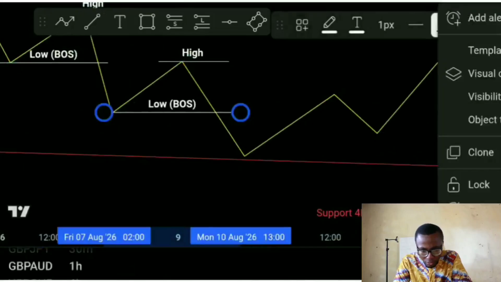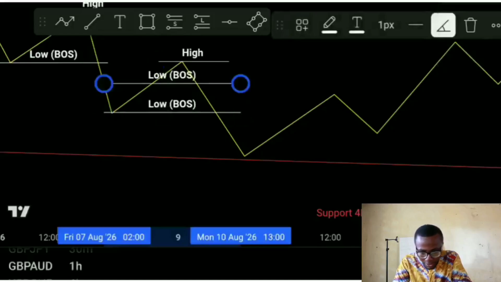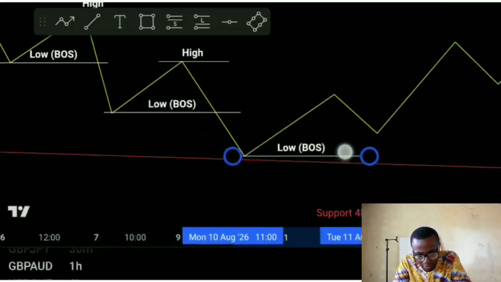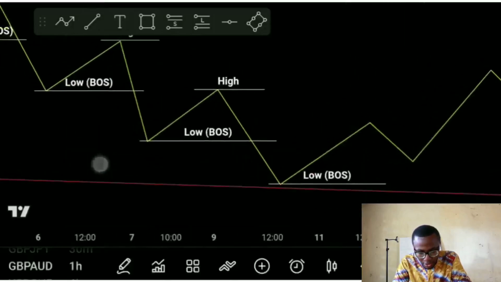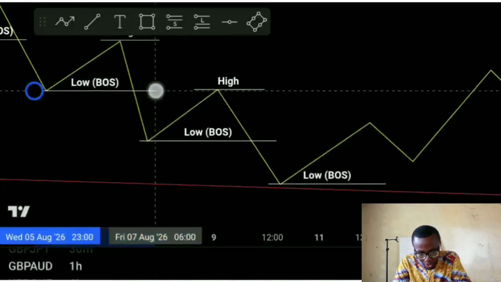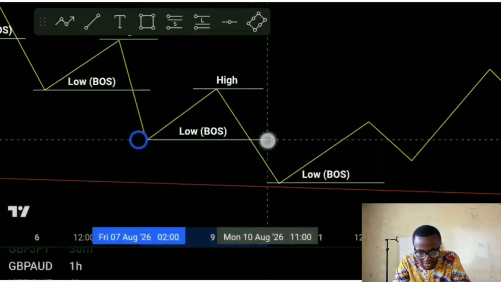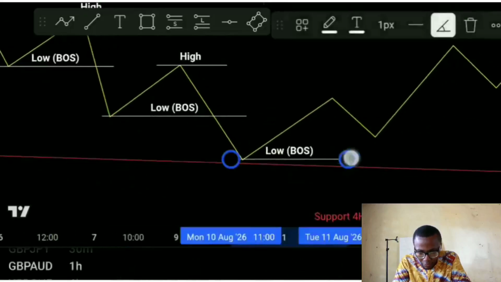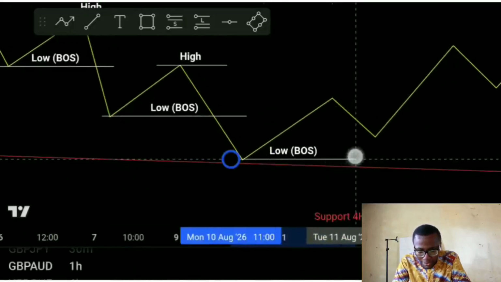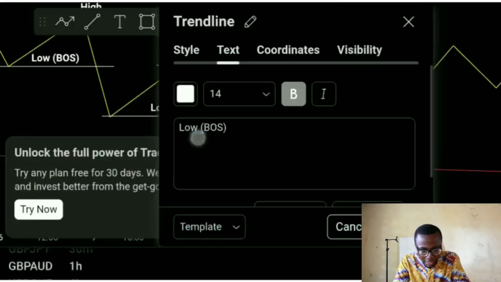Now, look at the next low. Let me just mark the next low first. Look at this low here. This low is not a break of structure. No structure was broken here. Look at this yellow line. This yellow line broke this white line and it went down. That means the trade broke our low. But here, the yellow line did not break the low. So this is not a break of structure. So I will write here.